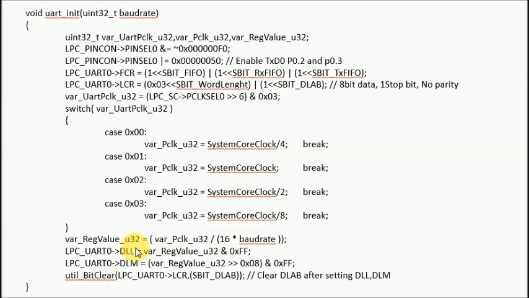That value is 32 bit. Now divide this 32 bit into two parts, the lower part and the upper part. The lower part is masked here and stored into the register DLL. The upper part is masked here and stored into this register, so that the required 9600 baud rate will be set. So remember this formula: the required value to set the particular baud rate is the peripheral clock divided by 16 into the baud rate. It is a very simple formula.